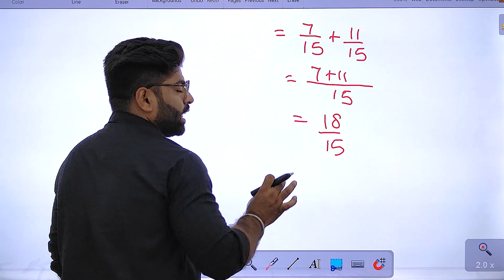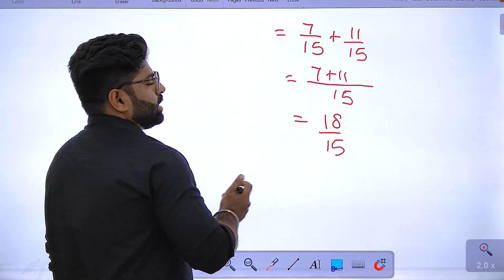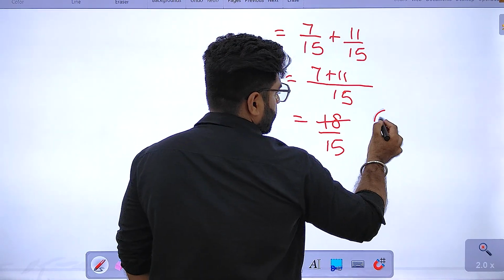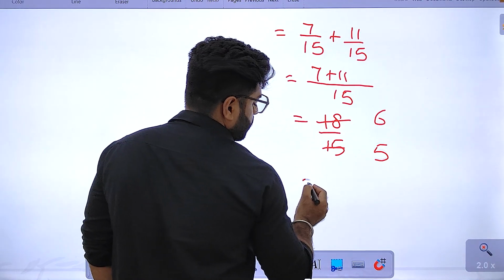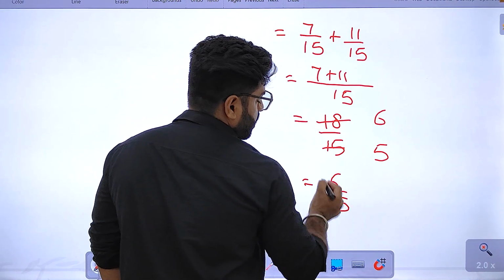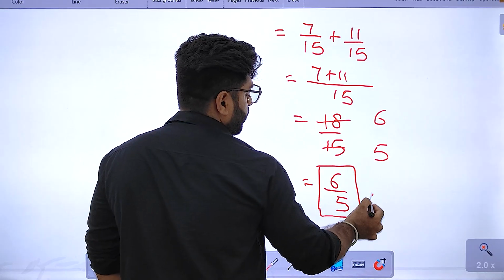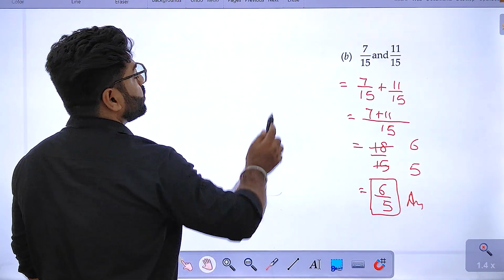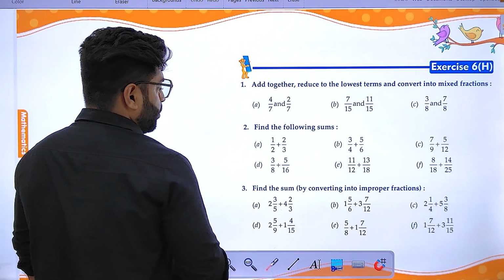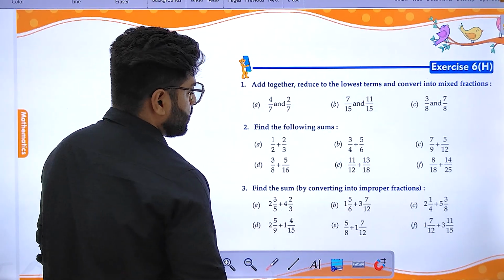So, is there any common factor here? Yes, this is 3. If we divide this by 3, this is 6 and here we are having 5. So this is our answer, 6 by 5. Clear? Okay. Now come to our next question, that is question number 2, find the sum.